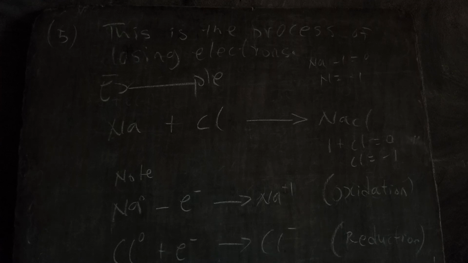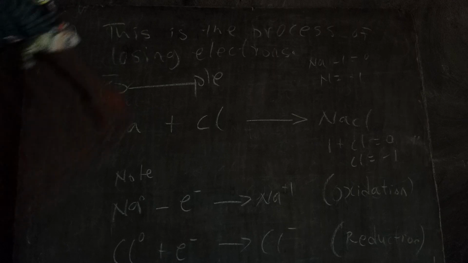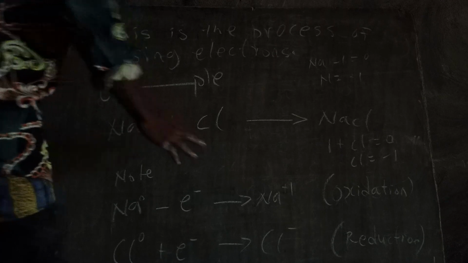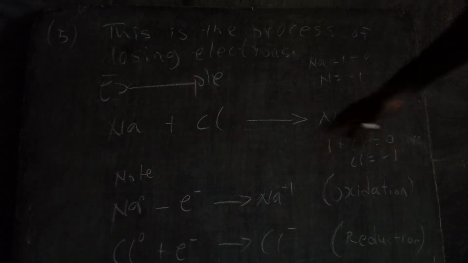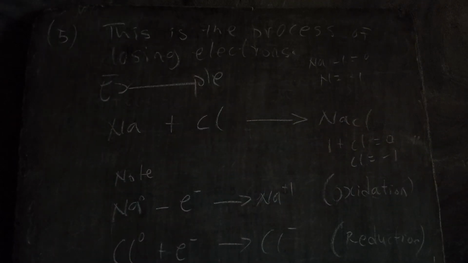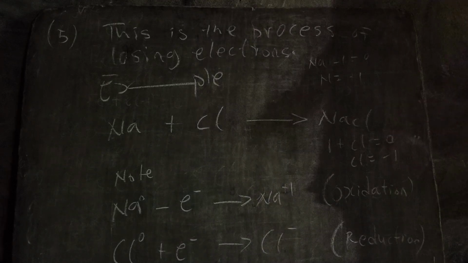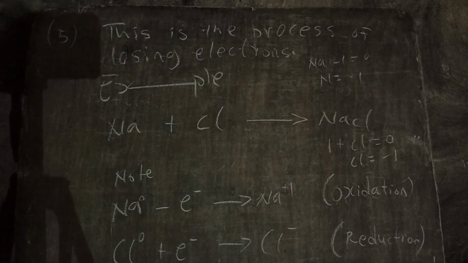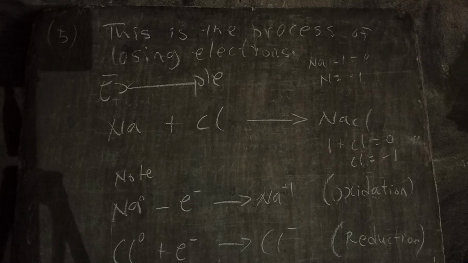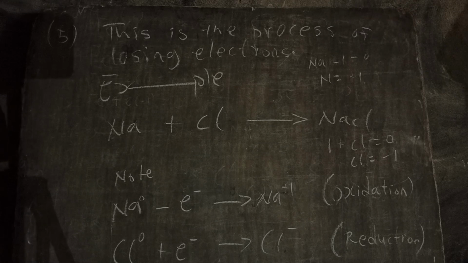Okay, what you are seeing here is this equation is talking about gain of electrons, while this is talking about loss of electrons. So the loss of electron is called oxidation, while the gain of electron is called reduction reaction.